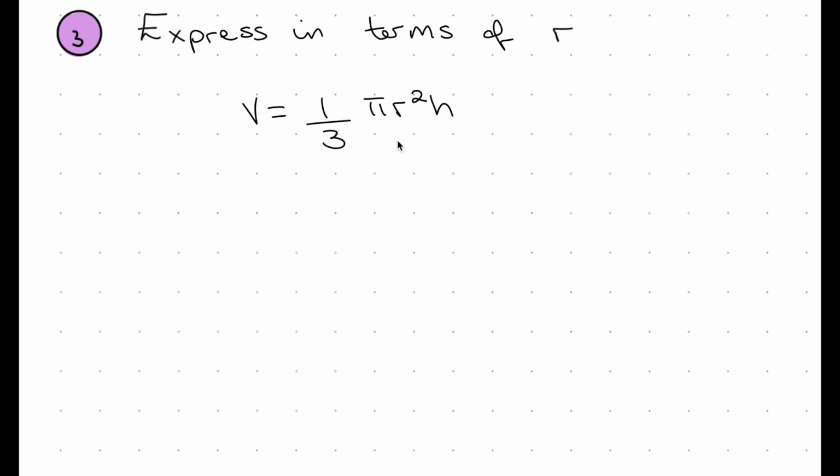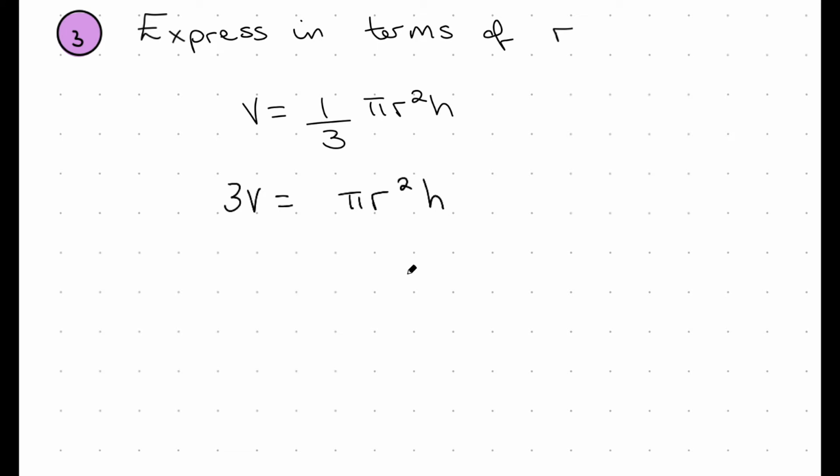So if I want to undo it or get it away from the r squared, I'm going to need to reverse it. So multiplying by 1/3, well then I could divide by 1/3, or another way of saying divide by 1/3 would be to multiply by 3. So I could multiply both sides by 3 here, and I will get 3V equals pi r squared h.